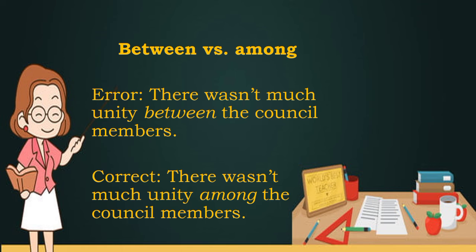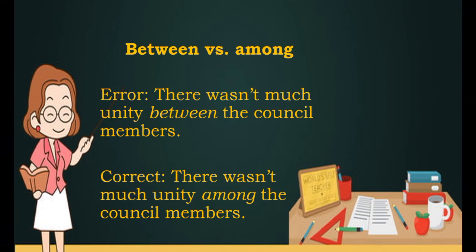Up until now, I thought this sentence was correct. But as I researched about between and among, I realized that I was wrong because the council members here were not separated. They are considered as one group. So the correct construction of the sentence is, there wasn't much unity among the council members.